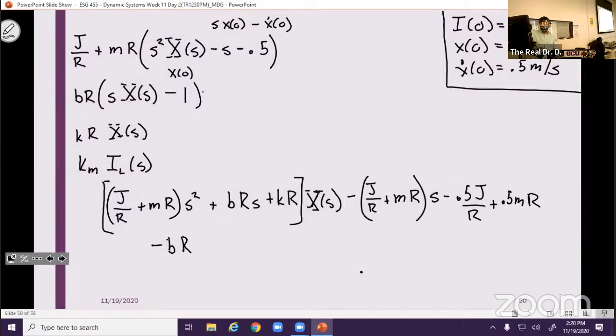Then I took the remaining terms. This is J over R plus MR times s. That's where this comes from. It's negative because it's a negative s. Minus 0.5 J over R plus 0.5 MR, because, well, that should be negative all the way around. That should also be negative, because I'm multiplying by negative 0.5. Minus BR times 1. This whole thing is equal to K I sub L. So this is super gross. Super gross. And you're going to want to put numbers.